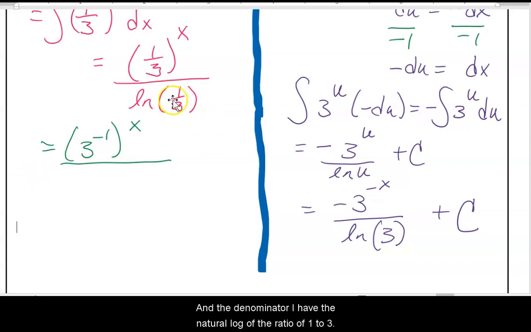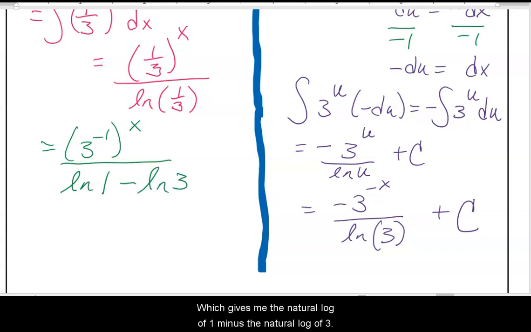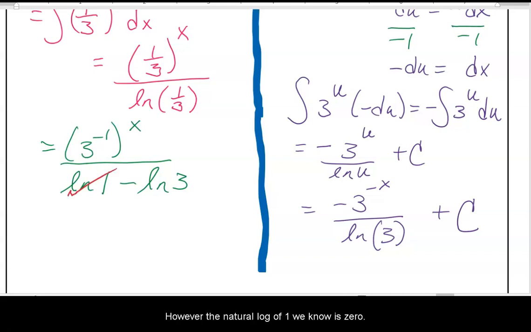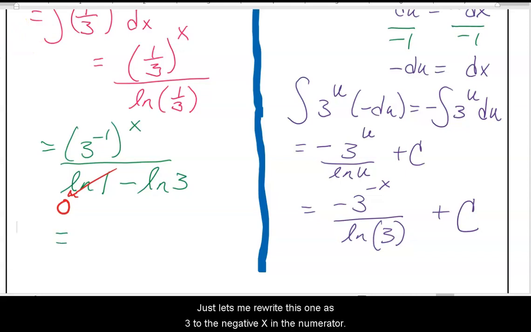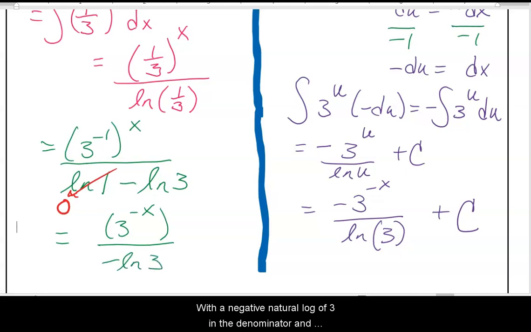In the denominator, I have the natural log of the ratio of 1 to 3. A natural log of a ratio is the difference of the natural logs, which gives me the natural log of 1 minus the natural log of 3. However, the natural log of 1 we know is 0. That leads to negative the natural log of 3. This lets me rewrite this one as 3 to the negative x in the numerator with a negative natural log of 3 in the denominator.